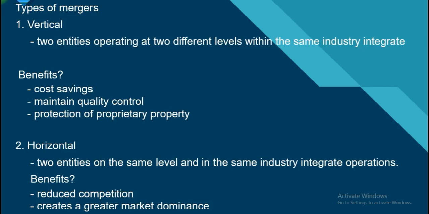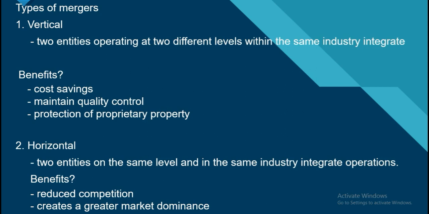There are different types of mergers. So we have vertical and horizontal mergers. A vertical merger is where you have two entities that are at two different levels. For instance, as I mentioned, farming earlier, you may have an entity that is a farm merging with, let us say, a supermarket.